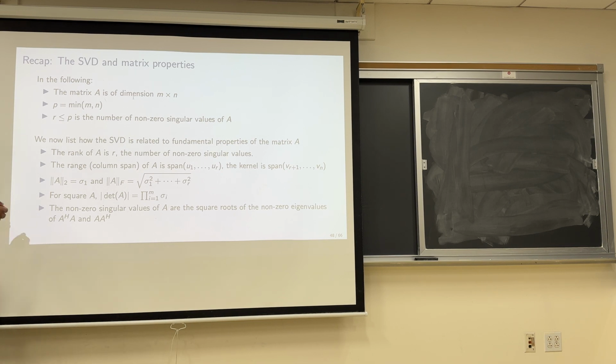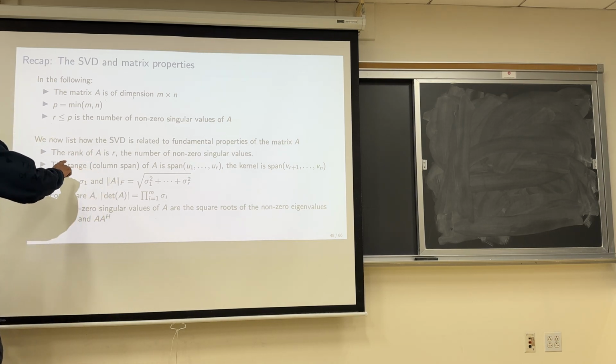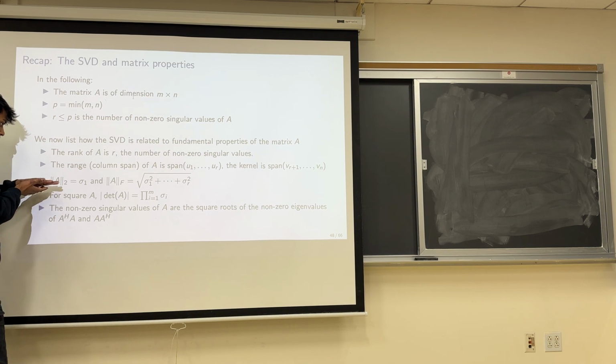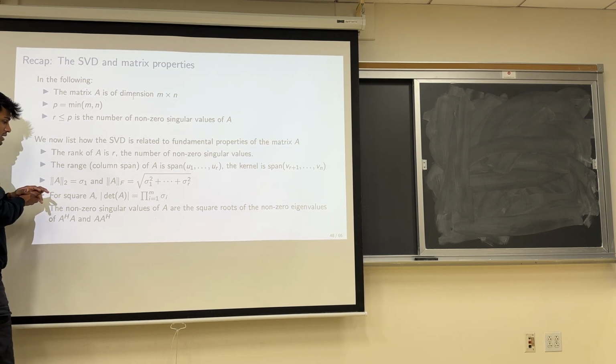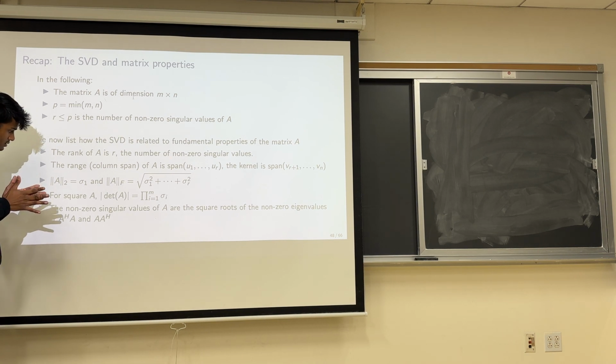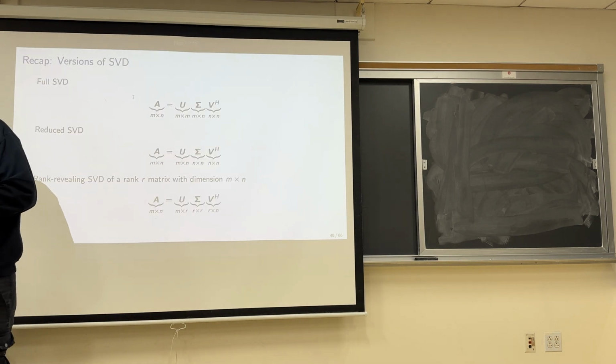This is just the rank, the range is U, the kernel is this. This is something that I'm not feeling very well, the range kernel thing. The 2-norm of A is sigma 1 and the Frobenius norm is the square root of the sum of squares of the sigmas. For square A, the determinant is okay. For non-singular A, the singular values are the square roots of the non-singular eigenvalues of this. This is fair enough. You saw it.